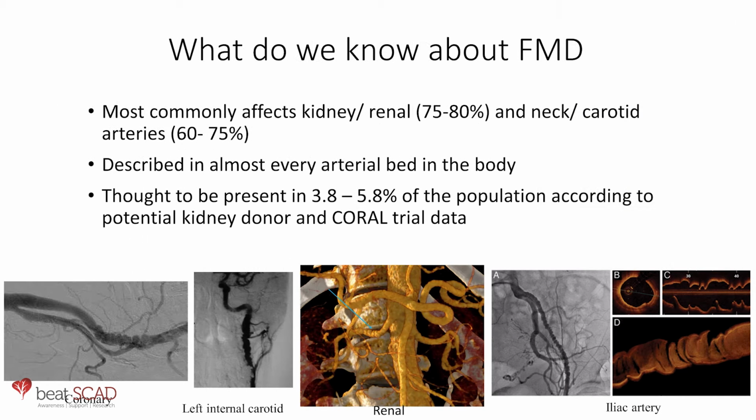So what else do we know about FMD? We know that it most commonly affects the kidney arteries. The second most common site is the neck or the carotid arteries, but it has been described in almost any arterial bed in the body. It is possibly thought to be present in between 3 to 6% of the population. This is according to data from people who've come forward as kidney donors and then incidentally found to have FMD, as well as people screened for a research trial in America called the CORAL study.